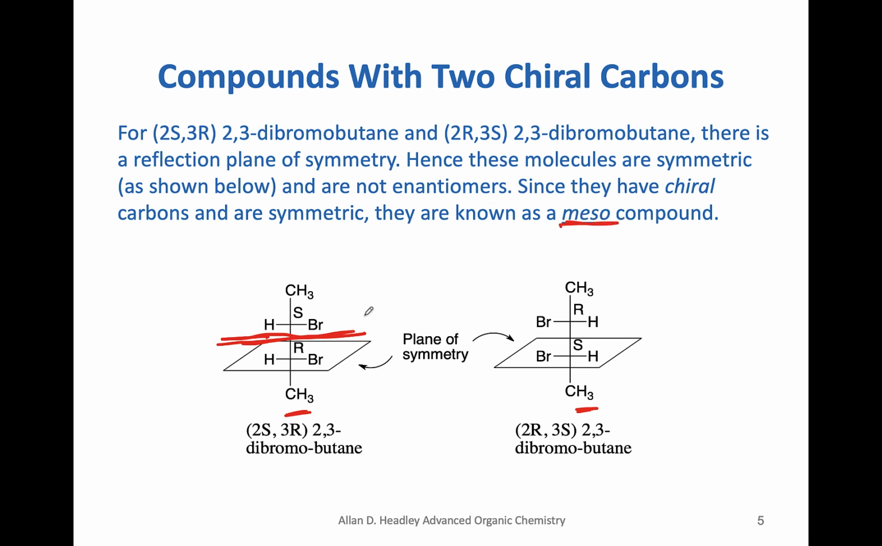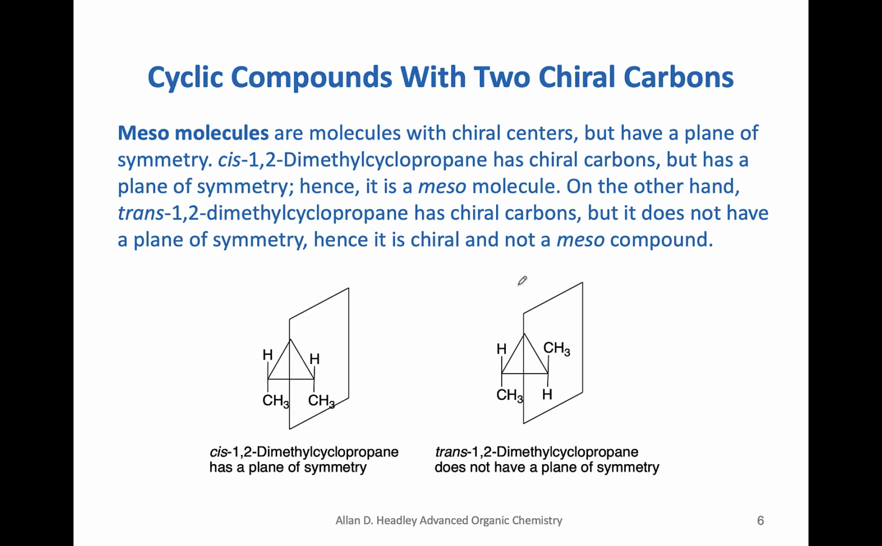A meso compound here is one that has chiral carbons, but its mirror image is the same. Or we could put it differently. If there's a plane of symmetry, they are the same molecules, and in this case they are described as symmetric molecules. Let's look at some more examples here.